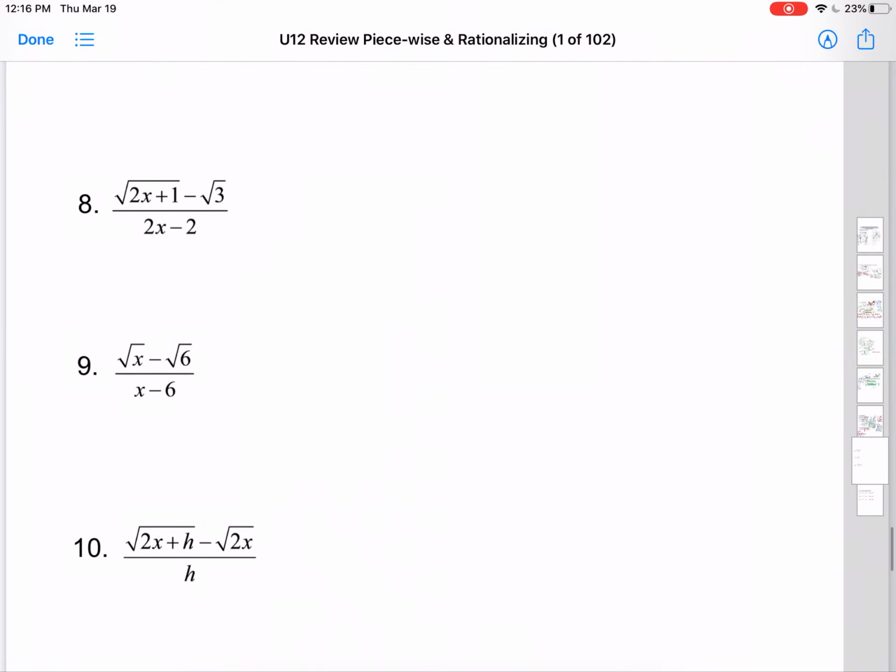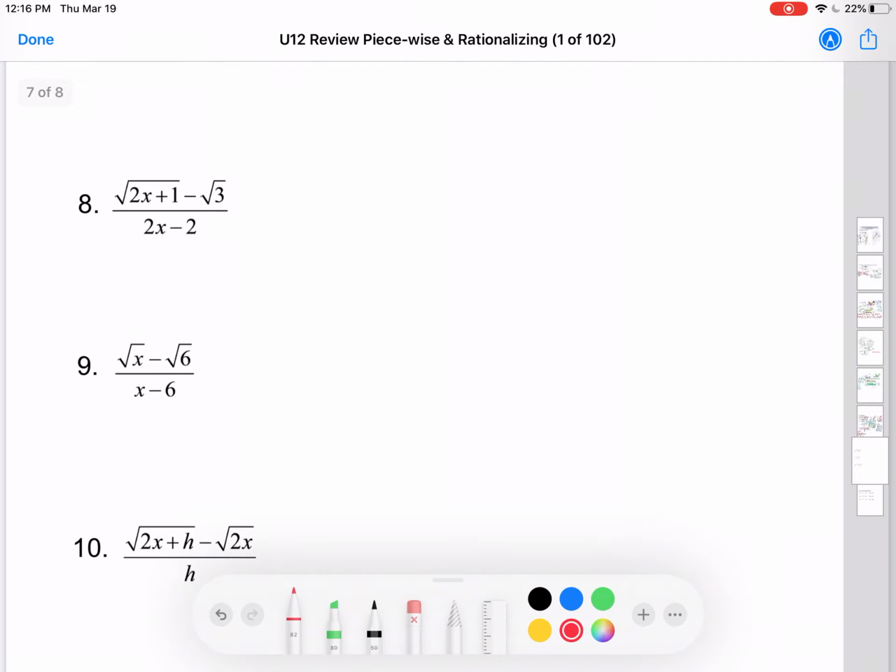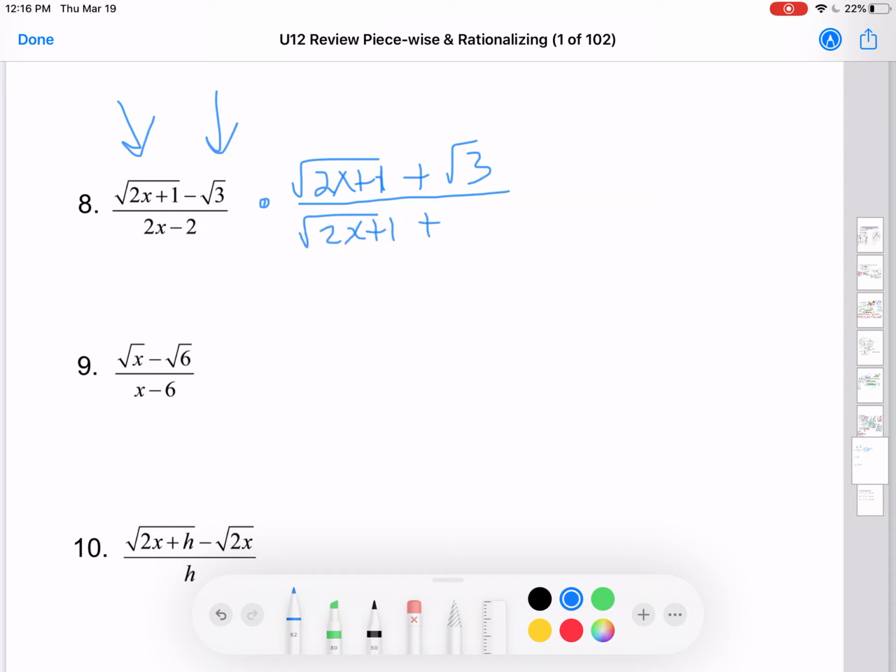Okay. Whoa, now we're getting fun here. Okay. So we're rationalizing again, but it looks confusing, so don't look at it that way. Just look at it as that's the first term, and that's the second term. So let's rationalize the denominator again. I multiply by the conjugate, so it's rad 2x plus 1 plus rad 3.